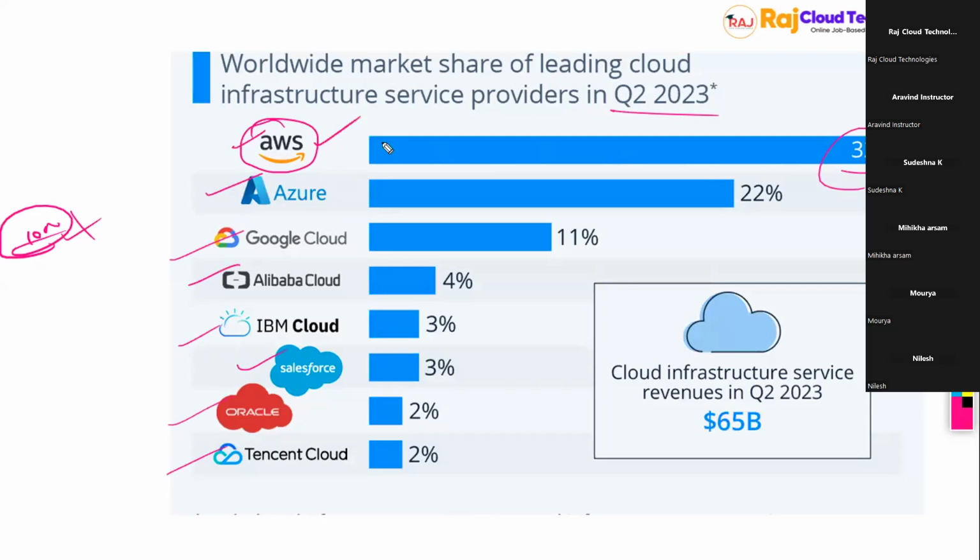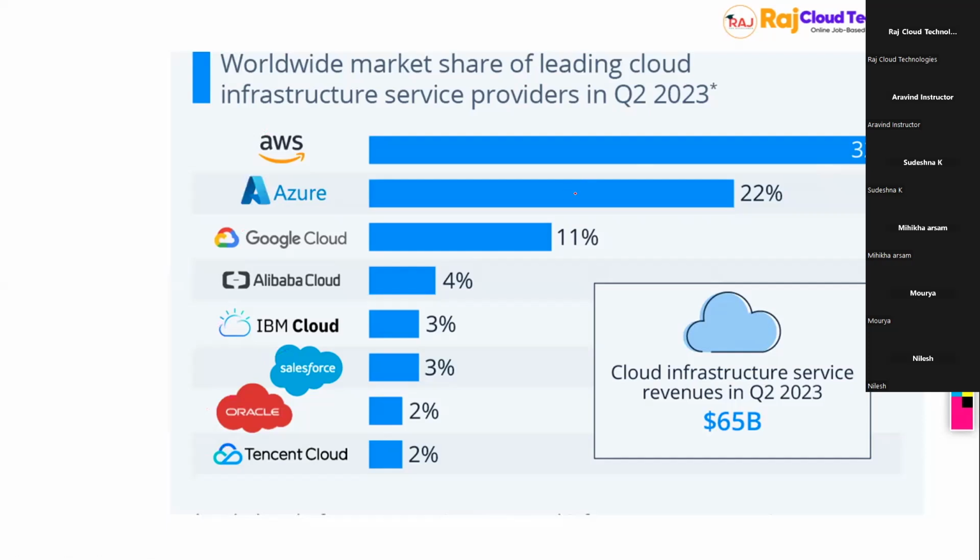What happens if they use AWS Cloud? You will have more job opportunities on AWS skills. People who have AWS skills will get more opportunities, job openings compared to Azure Cloud, GCP Cloud. So these are some of the cloud vendors who provide cloud services.